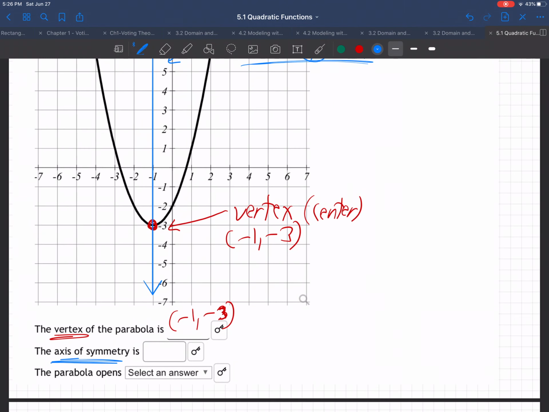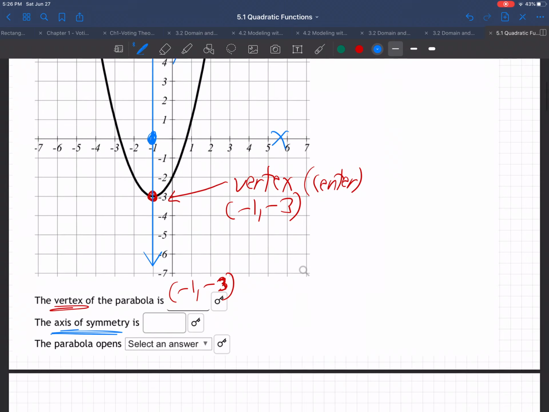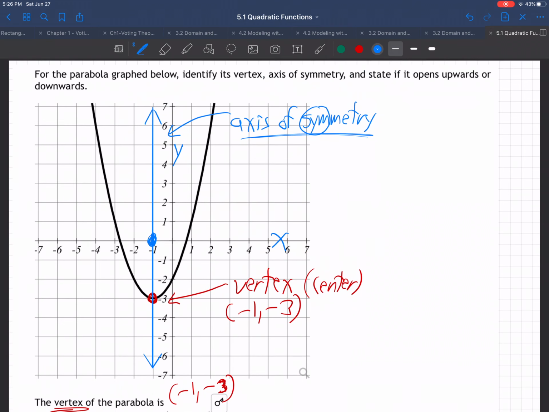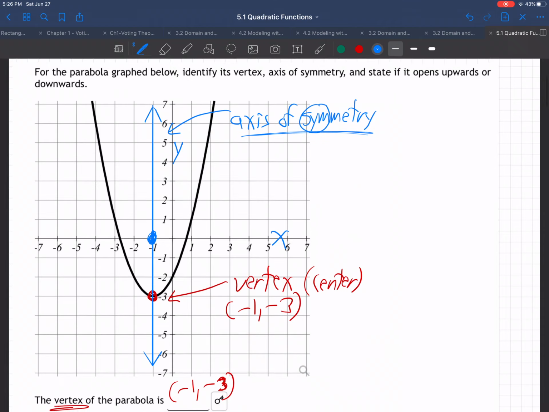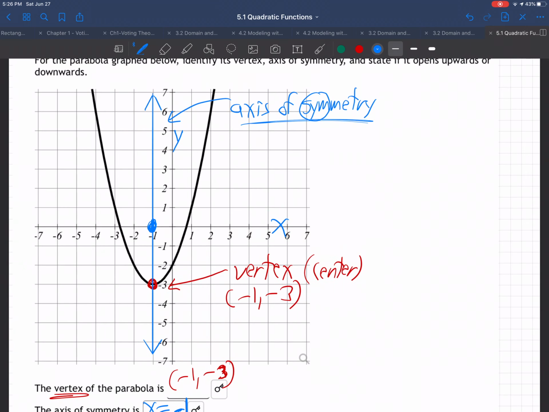So the equation for that axis of symmetry, well, this is the x-axis and this is the y-axis. It hits the x-axis right here at -1. So whenever a line is perfectly vertical or perfectly flat, horizontal, it only has one letter in its equation. So this would just be x equals -1. It just goes through the x-axis at -1. It doesn't have y in the equation at all because it's perfectly straight up and down.